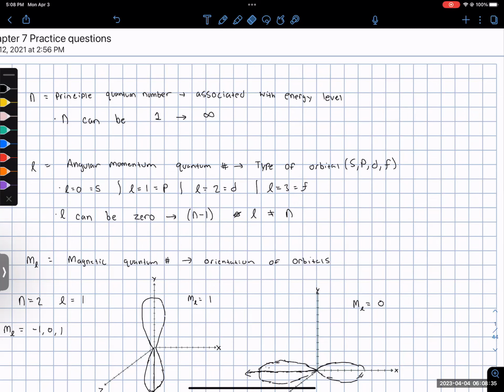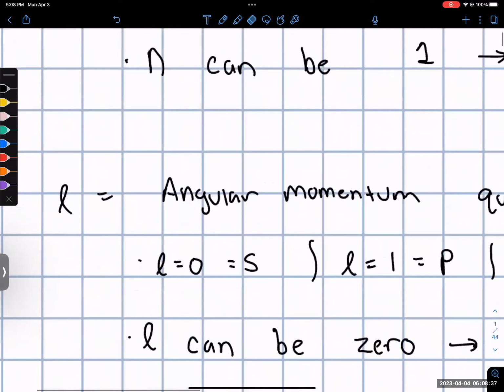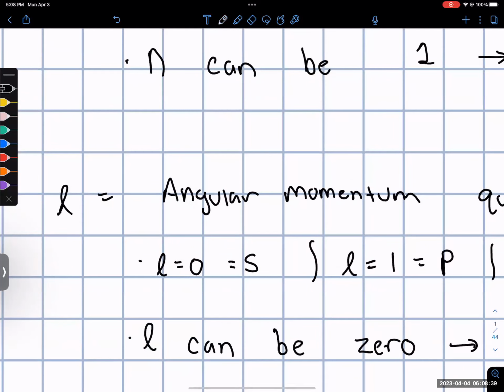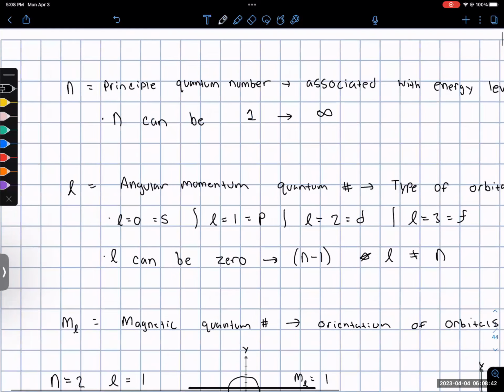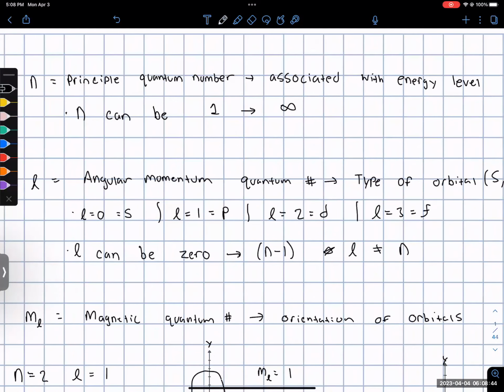So the next quantum number is L. That's our cursive L. The L quantum number is our angular momentum quantum number. To be completely honest, you don't need to know what this means. This is something you would learn in a physics course later down the line. You don't need to know why it's called the angular momentum quantum number, okay? That's something later. That's the name of it. And there's also another name that you may see, azimuthal.